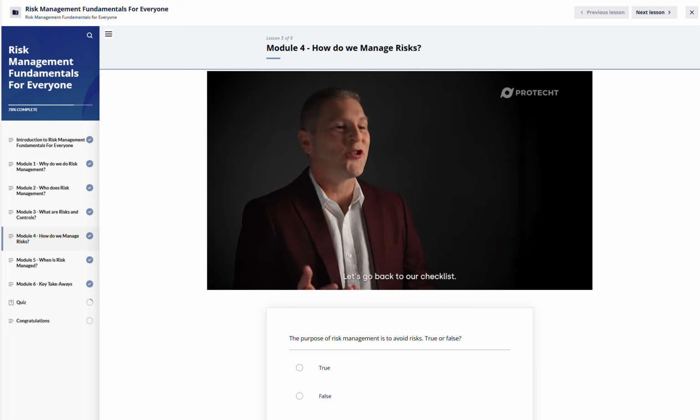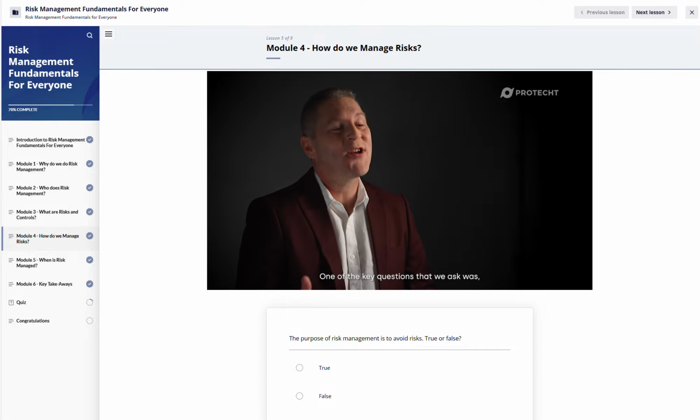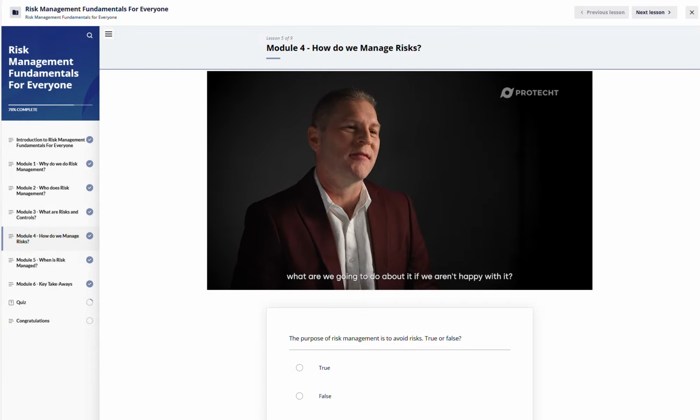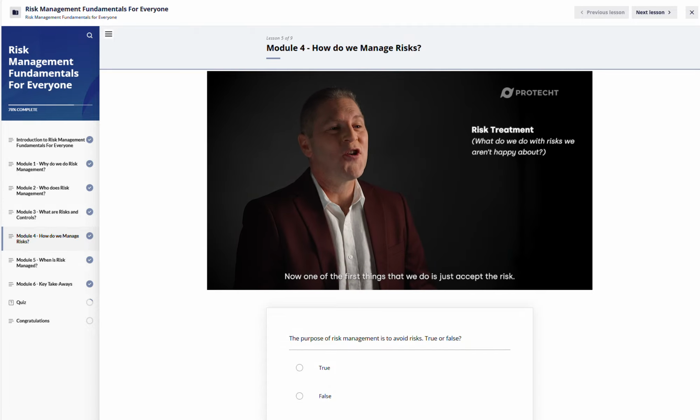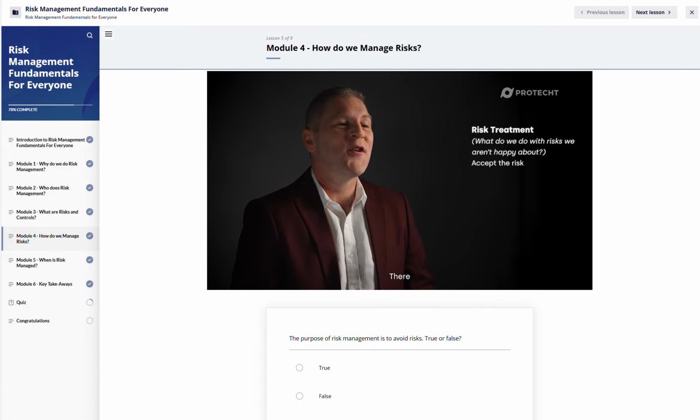Let's go back to our checklist. One of the key questions that we asked was, what are we going to do about it if we aren't happy with it? Let's delve a little bit deeper into that. What can you do if there is a risk or an issue that you're not happy with? Now, one of the first things that we do is just accept the risk. There is no activity that we do that is without risk.